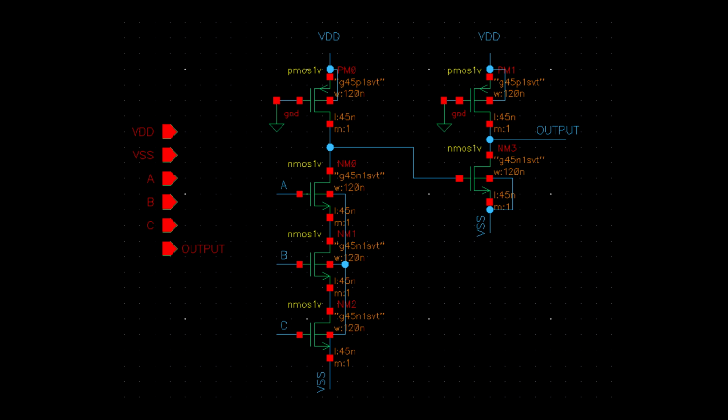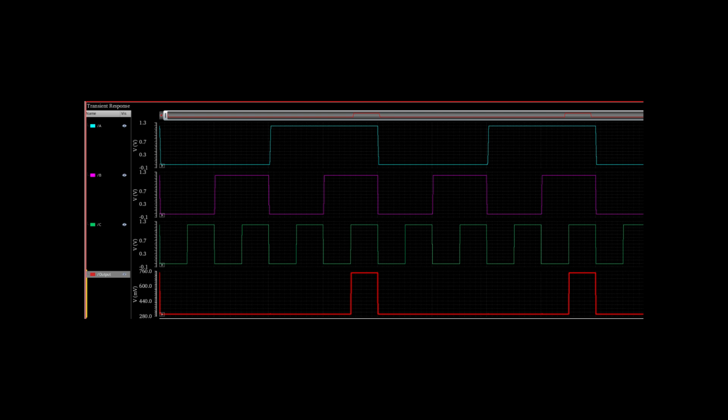This is a schematic diagram of a 3-input pseudo-NMOS AND gate. This is the output of the 3-input pseudo-NMOS AND gate.